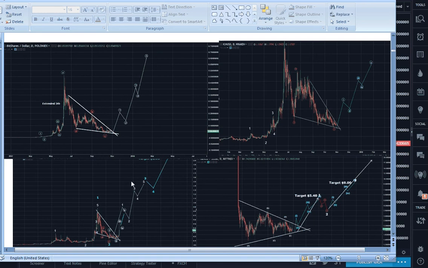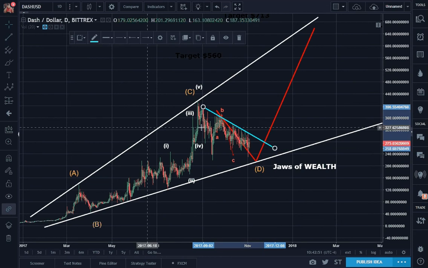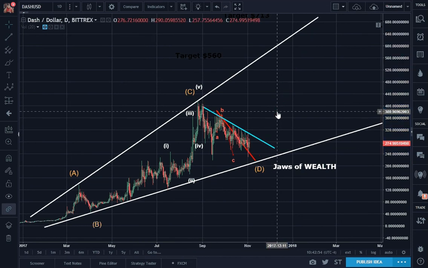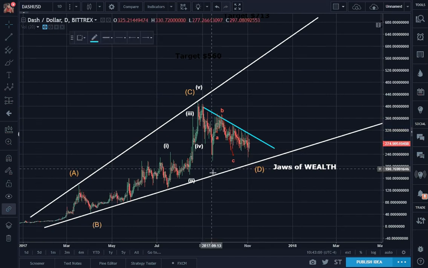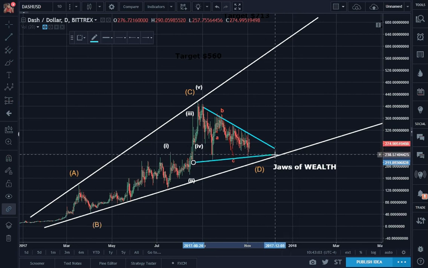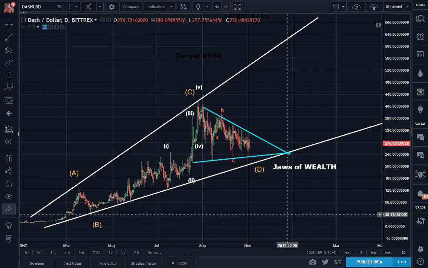And at the same time, that's cup and handle, symmetrical triangles, or ABCDE triangles. The third type is the jaws of wealth. That's another very similar pattern. Now, these symmetrical triangle patterns can still happen within the jaws of wealth. So it's almost like an encompassment, which I think is pretty cool.